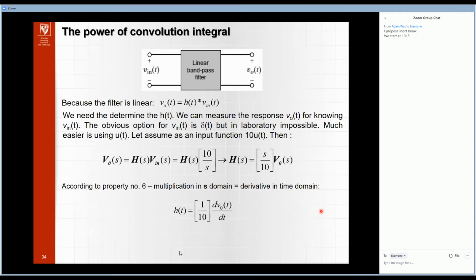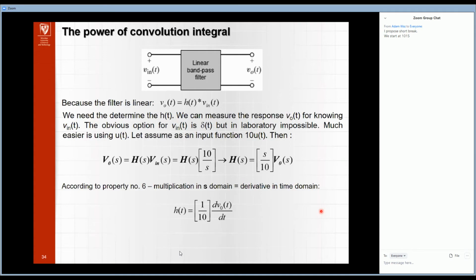The obvious option for this is the delta(t), because the transformation of delta(t) is equal to 1. So when we obtain the output voltage for delta(t) as an input, we just have h(t). But in the laboratory it is impossible, because we cannot generate the ideal delta(t). Much easier is using step functions.